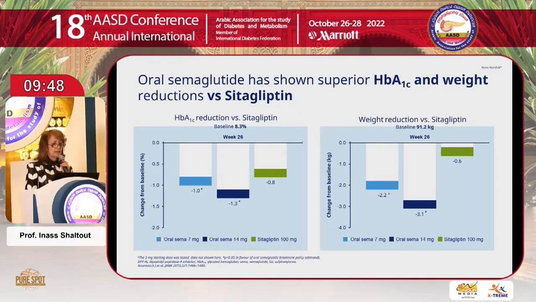Oral semaglutide showed superior hemoglobin A1C and weight reduction versus sitagliptin. The doses of 7 milligram and 14 milligrams produced a 1% and 1.3% hemoglobin A1C reduction compared to a 0.8% reduction with sitagliptin. The weight reduction for oral semaglutide was 2.2 kilograms and 3.1 kilograms versus a 600 gram reduction in weight with sitagliptin.